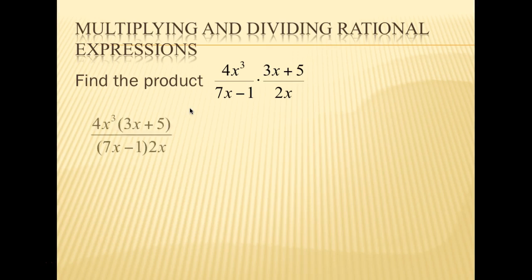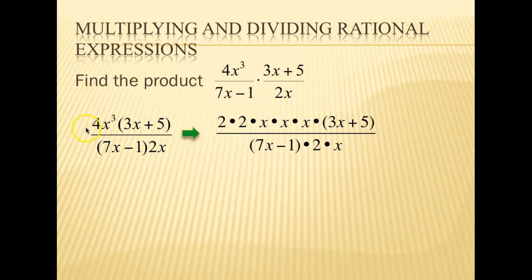So first, I have this expression times this expression, and so when you multiply fractions, it's numerator times numerator, denominator times denominator. Notice I have not multiplied yet, so we want to factor first. Those are all the factors of my 4x to the third times 3x plus 5, and then I factor my denominator as well.